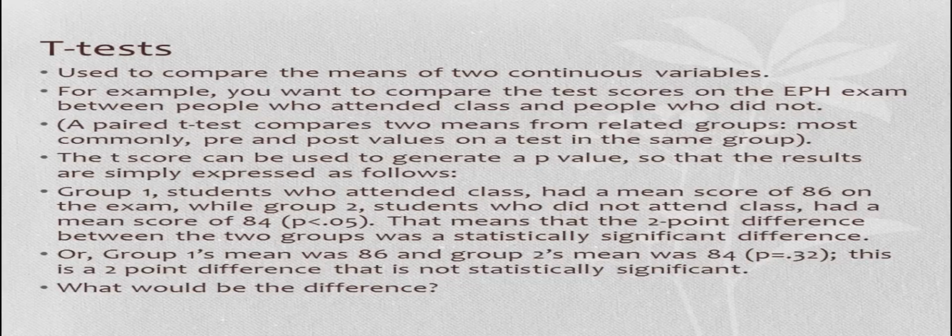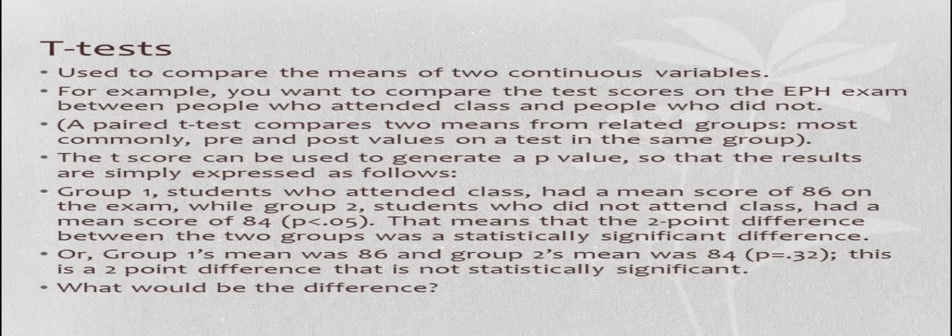There are two kinds of t-tests you can do, paired and independent. We're going to talk about independent t-tests right now, but just so you know, there is this thing called a paired t-test, which compares two means from related groups. Most commonly, it's pre and post values in the same group. And the reason that it's a different test is just that if the two groups are related or the same, their values are a little bit more likely to be correlated. But for this, we're going to look at independent t-tests because it's two different groups of students, the ones who came to class and the ones who didn't.